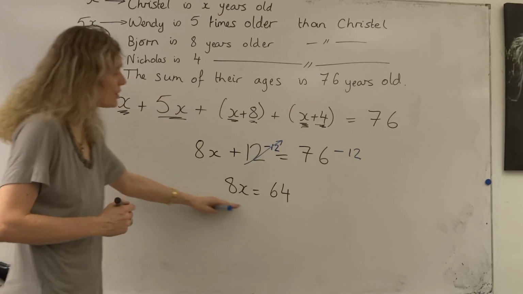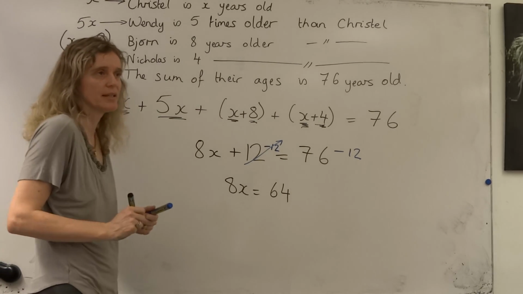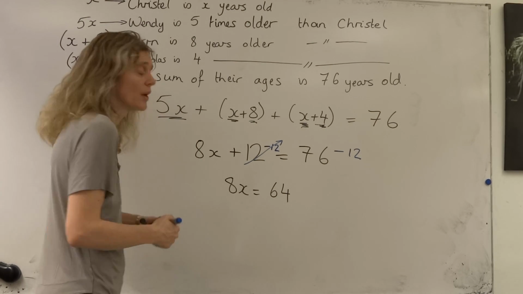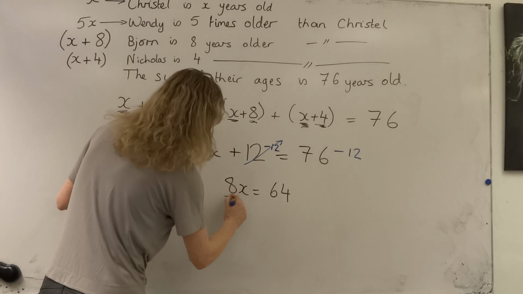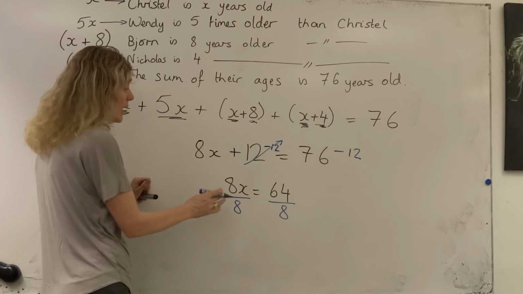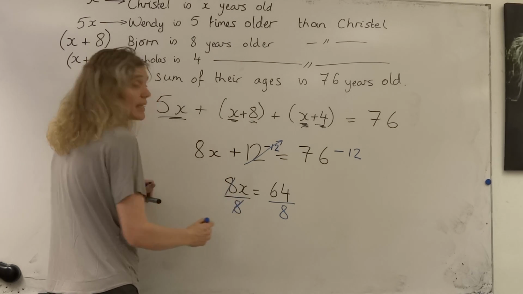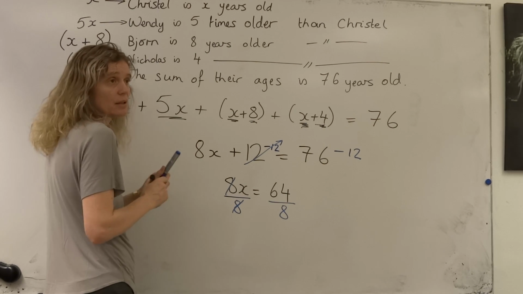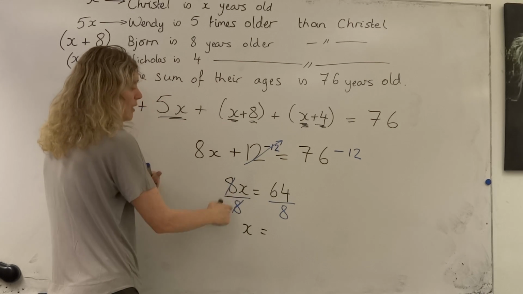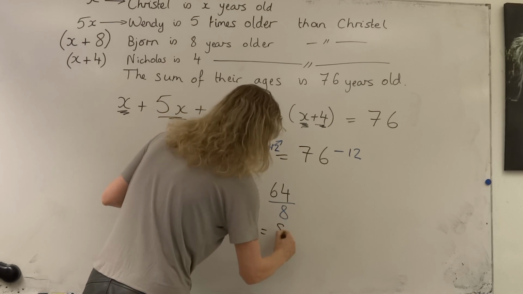So I know that 8 lots of X is 64, but I don't want to know what 8 lots of X are. I want to know what 1 lot of X is. I don't want 8 Christels, I want 1 Christel. So I divide both sides of my equation by 8. I'm allowed to do whatever I want as long as I do the same thing to both sides. 8 divided by 8 gives me what 1 lot of Christel is. Okay? So Christel is 64 divided by 8. 8 divided by 8 is 1. That gives me just 1 lot of X here now. Is 64 divided by 8, which is 8 years old.